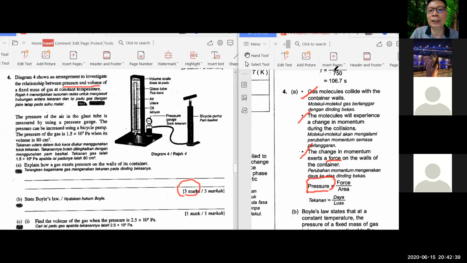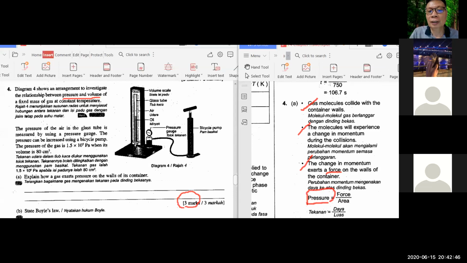Okay, take down the answer now, please. Can see the answer or not? Can see the question, can see the answer now? Yeah, very clear. Okay, thank you, thank you.